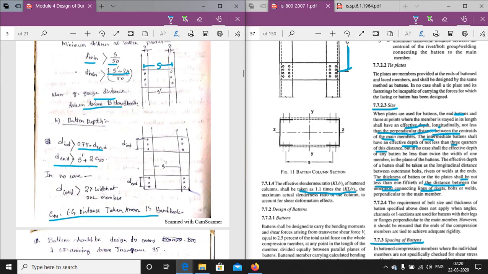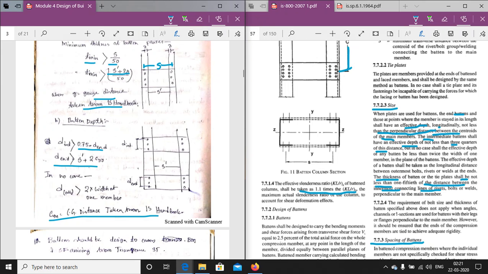So the effective depths of the end batten and the intermediate batten are as per the code. For the end batten, the effective depth will be the distance between the centers of gravity of the two members, that is the spacing of the two members plus the center of gravity distance, that is 2 into Cyy. Why 2? Because it is the center of gravity of the two members, that is 2 into Cyy. And for the intermediate batten, the effective depth would be the effective depth of the end batten into 3/4, that is 0.75.